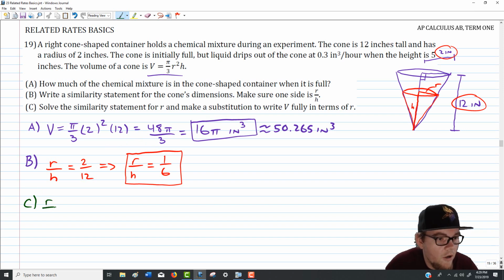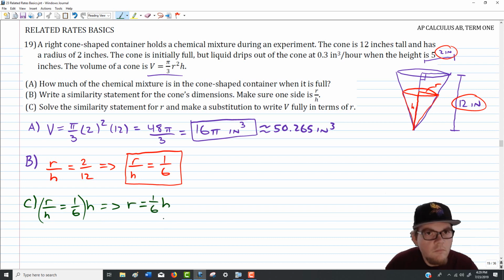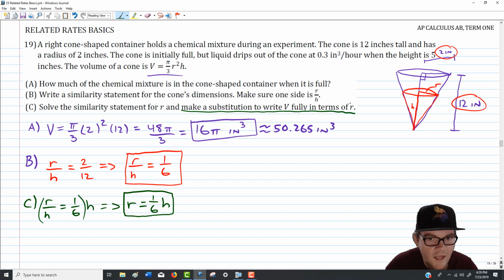So we start with R over H equals 1/6. If we solve for R, we would have to multiply both sides by H. When we do, we'd get that R is equal to 1/6 H. Now that's a huge starting spot. We just solved it for R. Now it says to make a substitution to write V in terms of R. Or it should be V in terms of H. I apologize. That was what we were looking at there. Another small mistake. So R is 1/6 H.